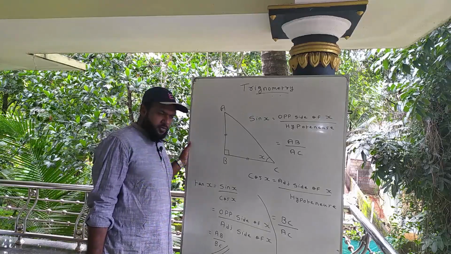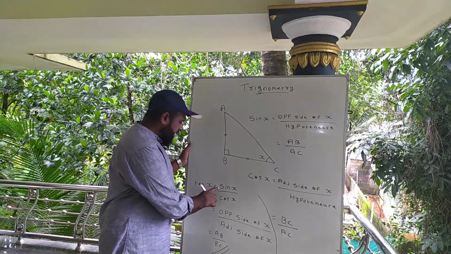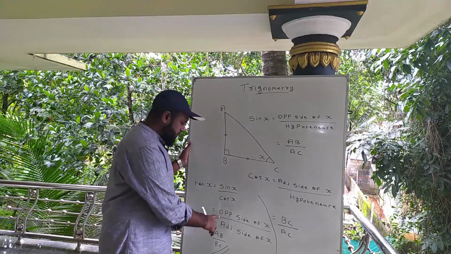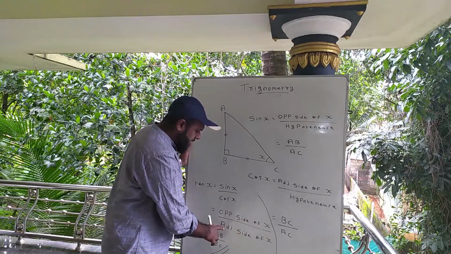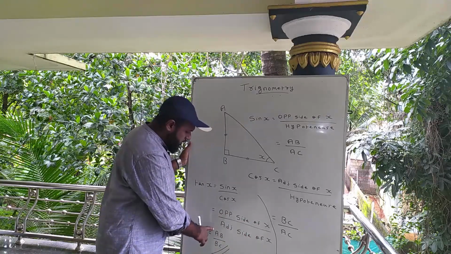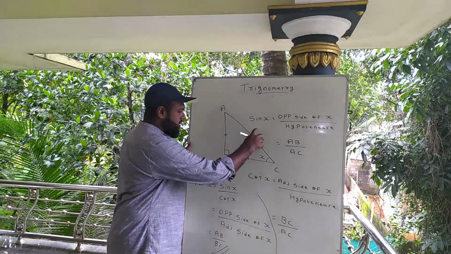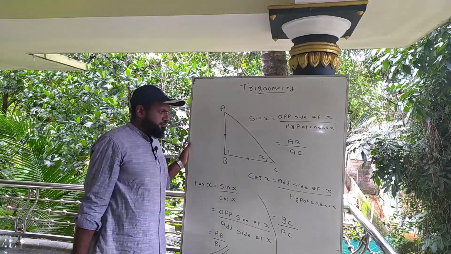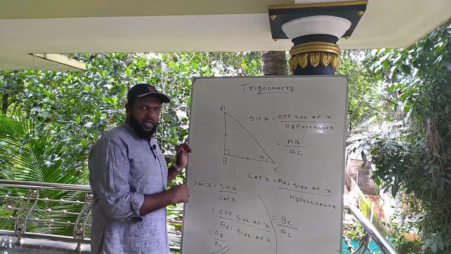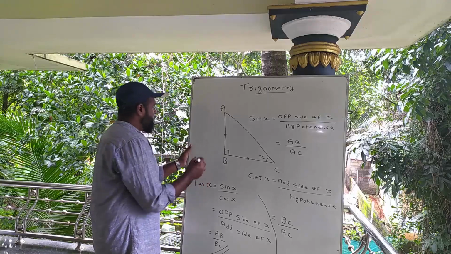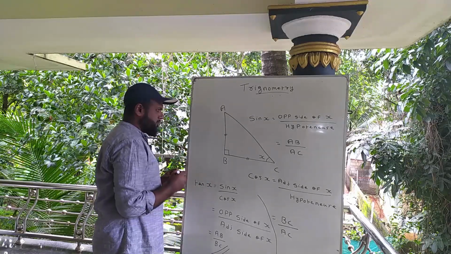Let me explain once more. Tan X equal to sin X by cos X. That is, in another way, opposite side of X by adjacent side of X equal to AB by BC. I think you understand what is sin X, cos X and tan X. Then again there are three more trigonometric functions. What are they? Cosec X.